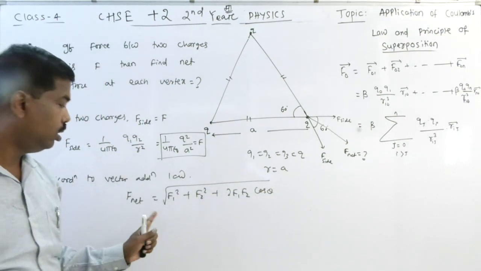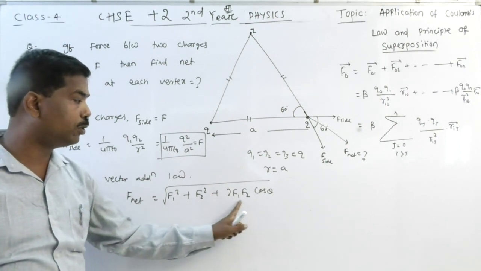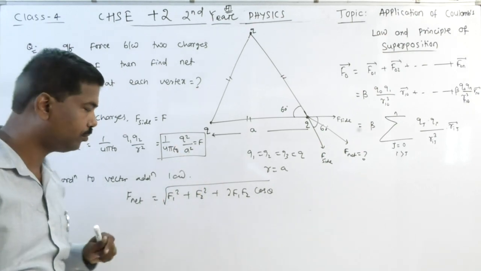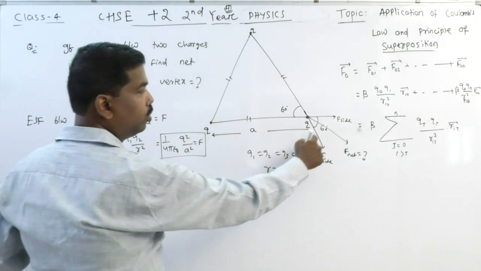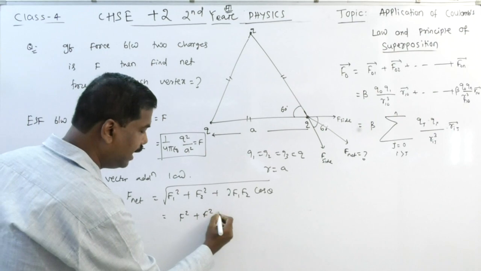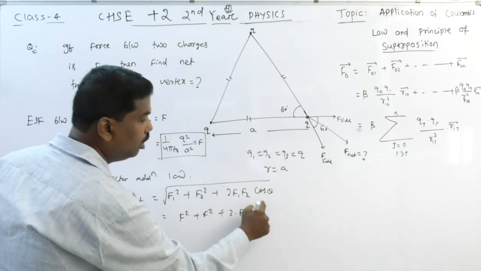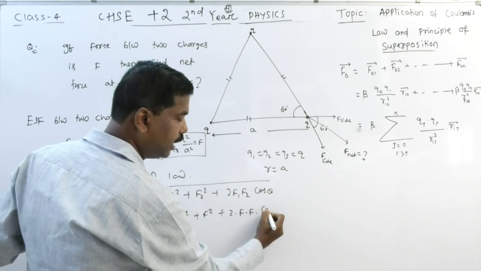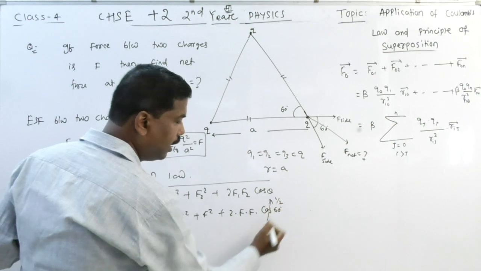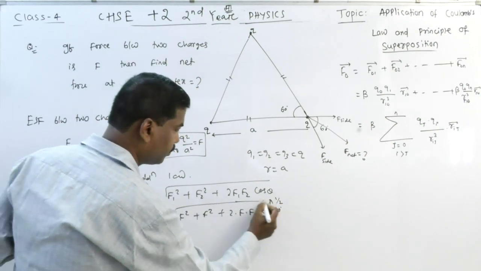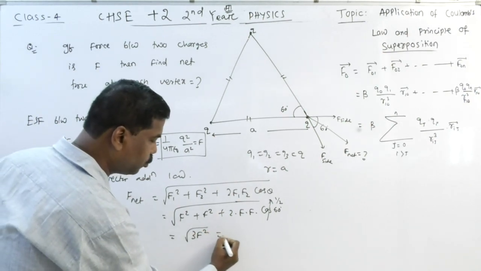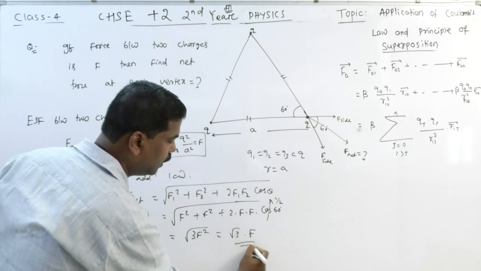As in the parallelogram law, R squared is equal to a squared plus b squared plus 2ab cos theta, all under root. The parallelogram law of vector addition we have discussed in 11th. Now f1 and f2 both are F, so F squared plus F squared plus 2F into F. The angle between the two forces is how much? Cos 60. So cos 60 is half. These two cancel out, so the answer is the root of 3F squared, or root 3 F.